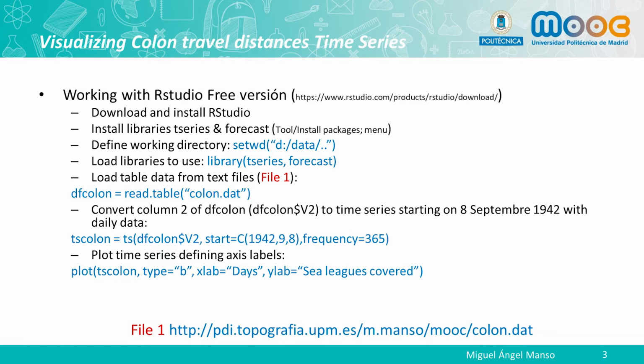Working with the RStudio free version, we can download it from http://www.rstudio.com/product/rstudio/download/ and install it. Install libraries tseries and forecast. To do it, we can navigate through the Tools menu and select the Install Packages option. Before, select Repository and write the library name, tseries and later forecast. We can proceed to install.